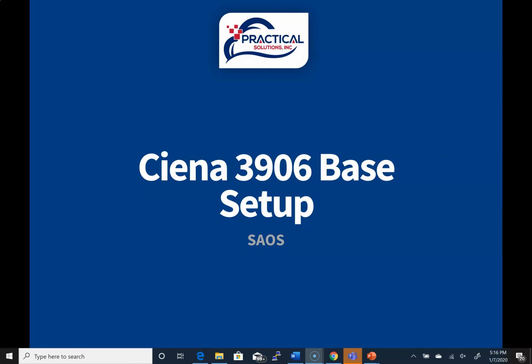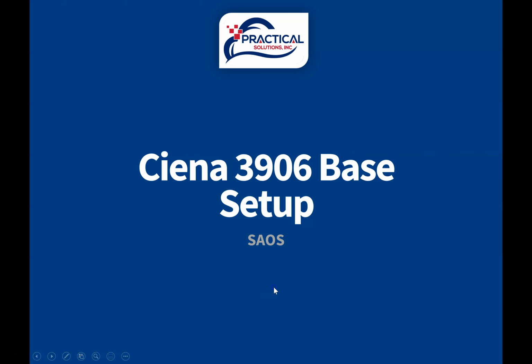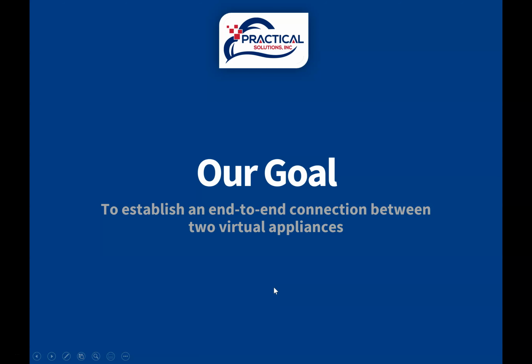And I'm going to give you guys a basic rundown of how we set up our Ciena 3906 virtual switch. Following on, our goal was to establish an end-to-end connection within the network using two virtual appliances, one being an SD-WAN appliance with secure data transfer through an IPsec tunnel, and the other being a next-generation firewall appliance to filter out the data that would enter the LAN.